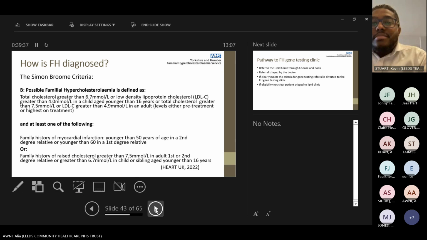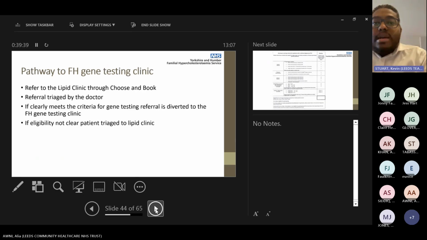Next slide. So Claire said that as we're referring to the genetic team for testing, you can do this via the lipid clinic through Choose and Book, and a doctor would then be able to triage and see if it can go directly to the genetic nurse for screening, or if the patient themselves has to come through lipid clinic. Next slide.